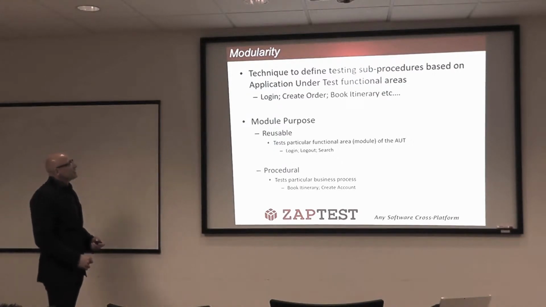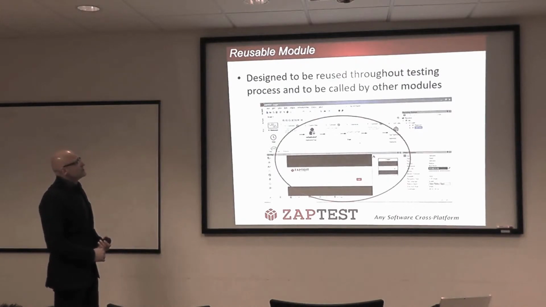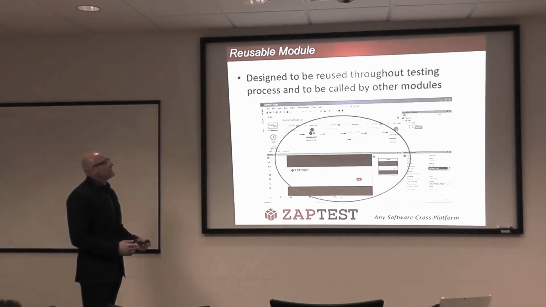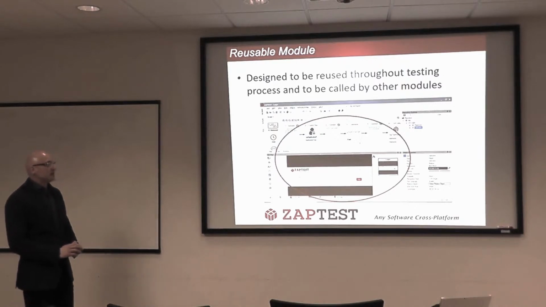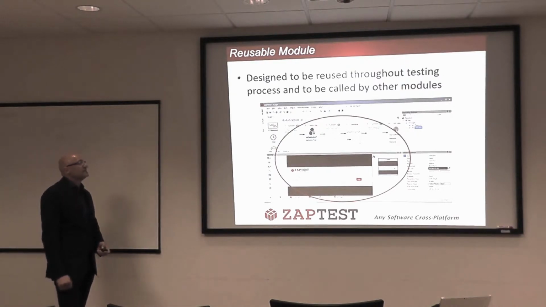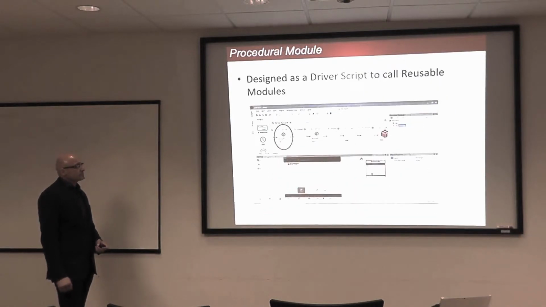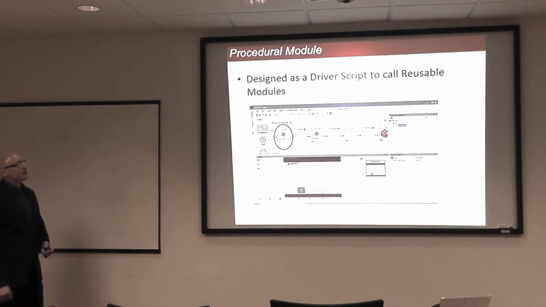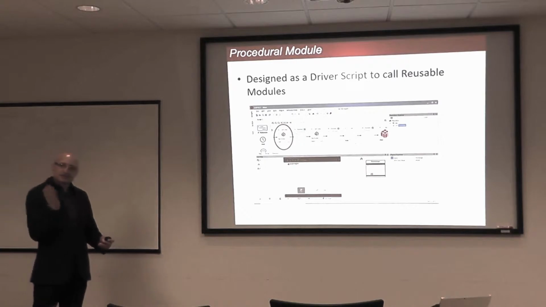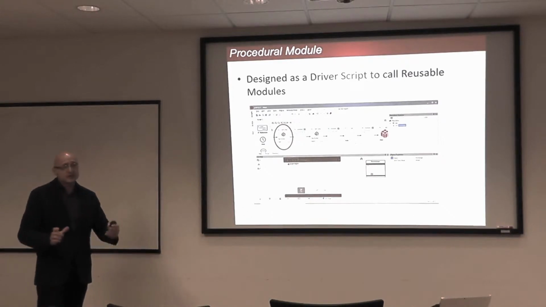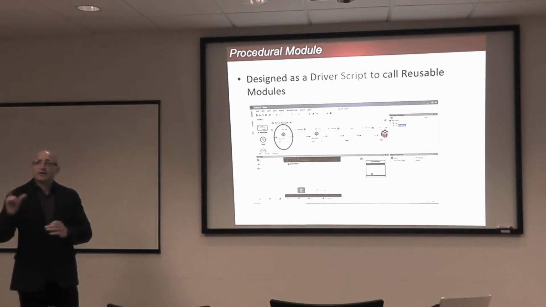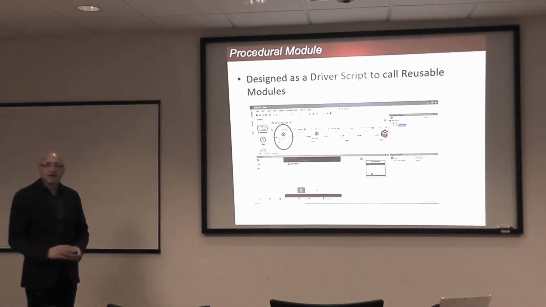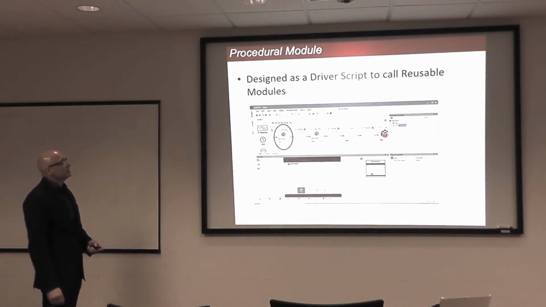So, a reusable module is designed to be reused throughout the testing process and to be called by other modules. This is how it may be used in ZAPTEST. It's a login. A procedural module is designed as a driver script to call reusable modules. So in many cases, it's just a driver script that calls module by module. You can combine it with steps in between, or if statements, or any loops, or any other logic that you need. Right?